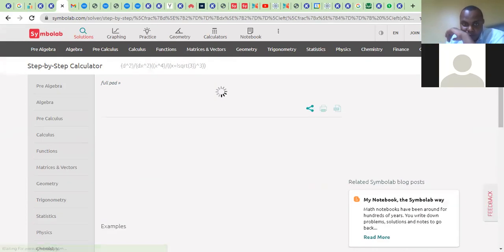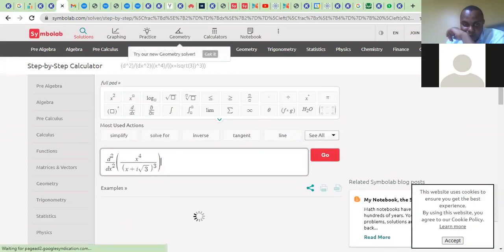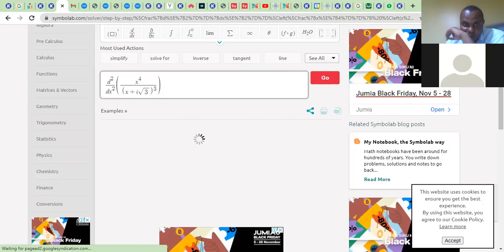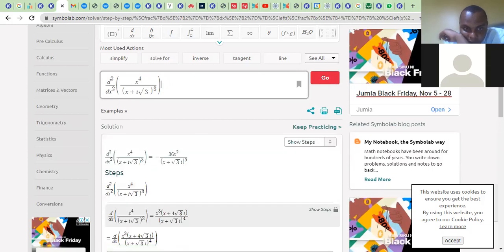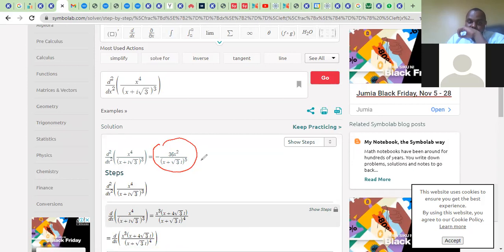We can say it like that. It's 12z squared times (z plus i root 3) to the power negative 3, and it's 1 minus z squared. The second derivative is coming to this. Where? This one. That is 6z squared over (z plus i root 3) to the power of 5. It doesn't look like mine. Negative 2.